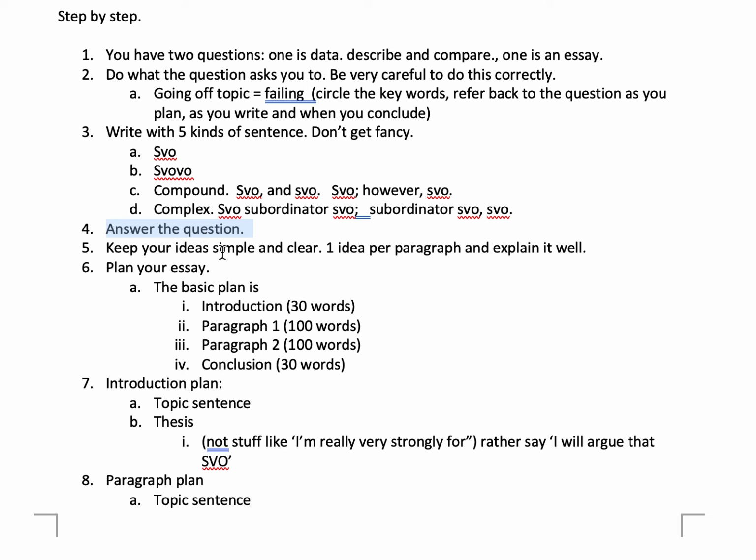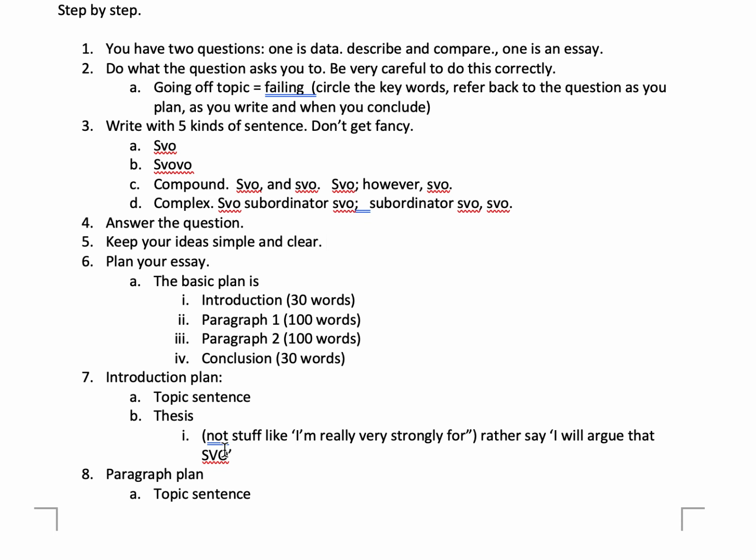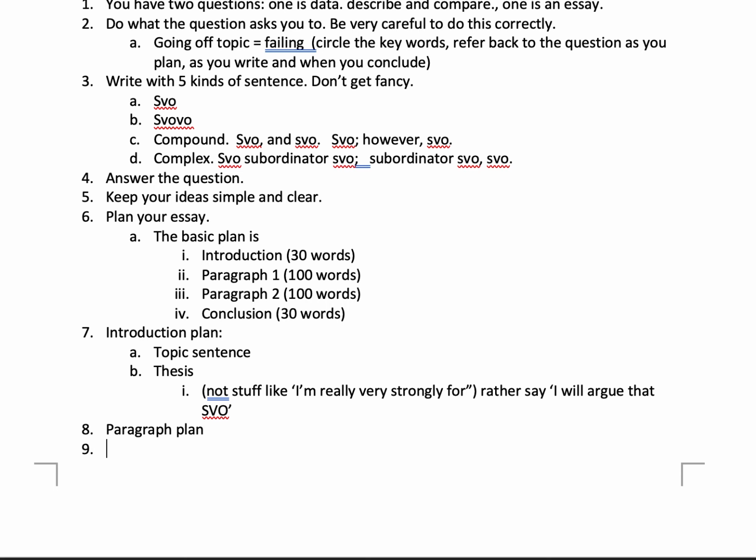Again, answer the question. We can repeat this a million times. You have to be very, very careful to make sure you check each word in the question. Then keep your ideas simple and clear. You're going to have one idea per paragraph and explain it well. Let's put that down here with the paragraph plan. Super important.